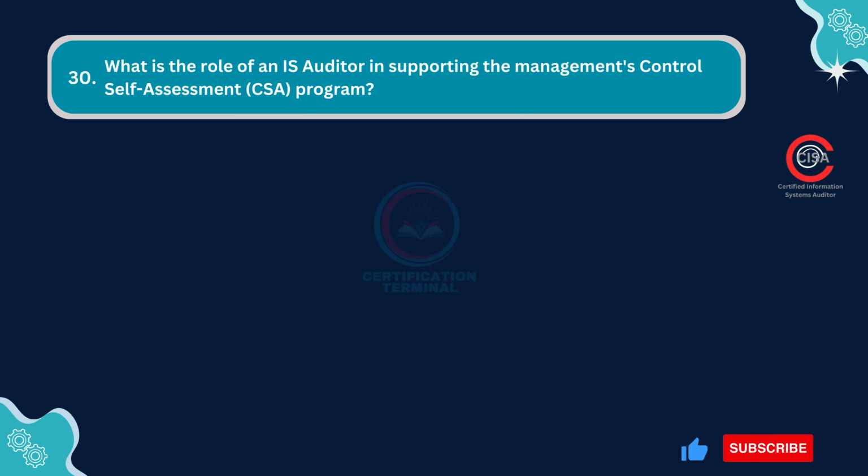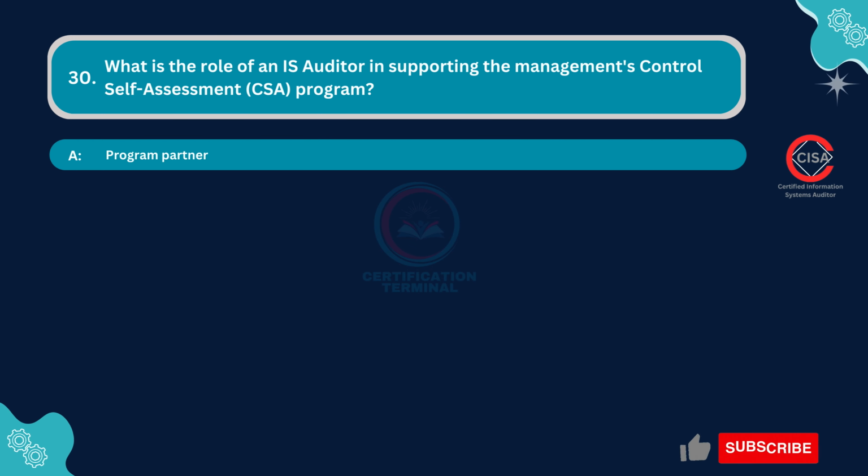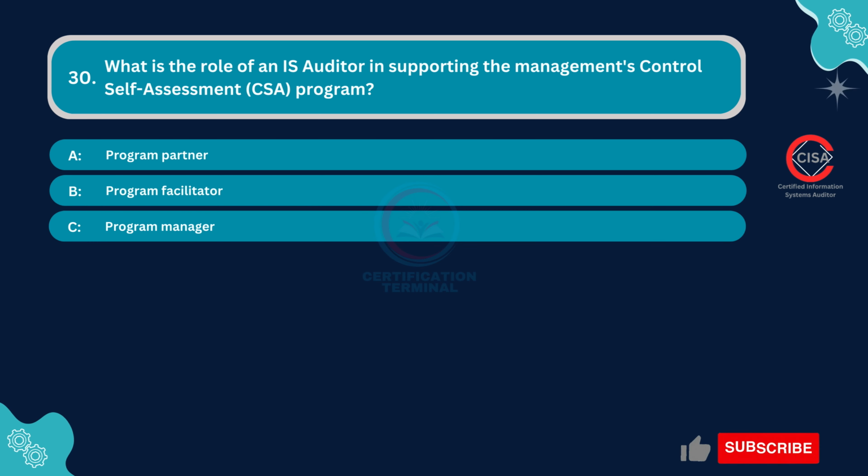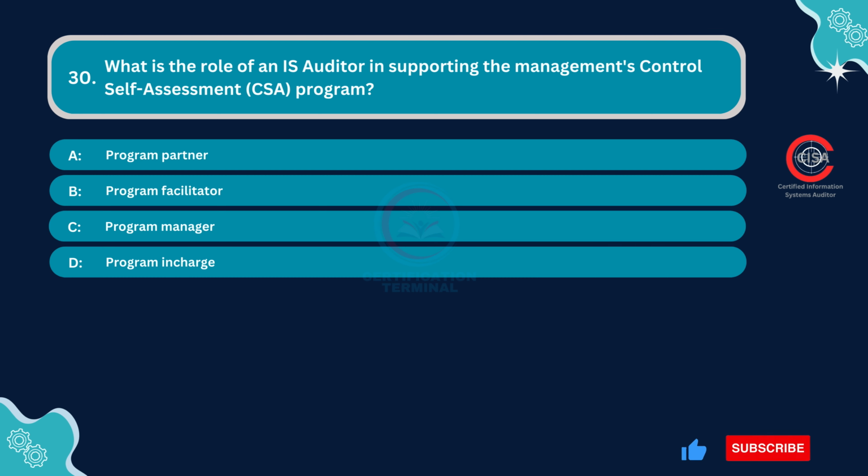Question number 30. What is the role of an information security auditor in supporting the management's control self-assessment program? Option A, program partner. Option B, program facilitator. Option C, program manager. Option D, program in charge. The correct answer is Option B, program facilitator.